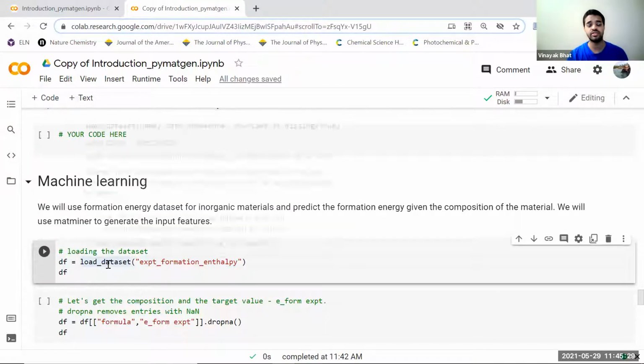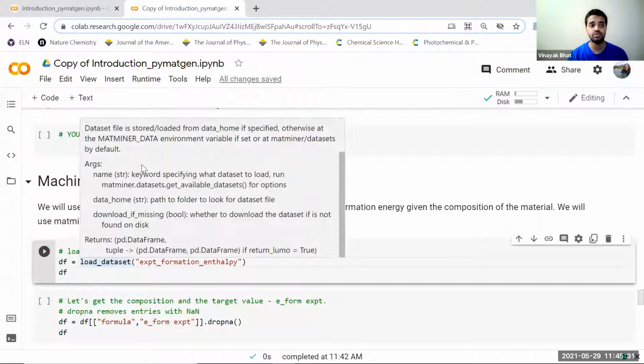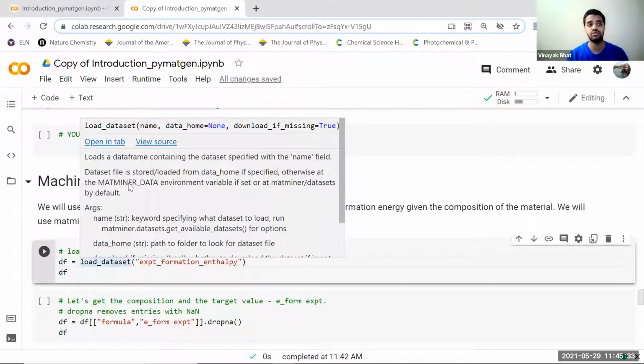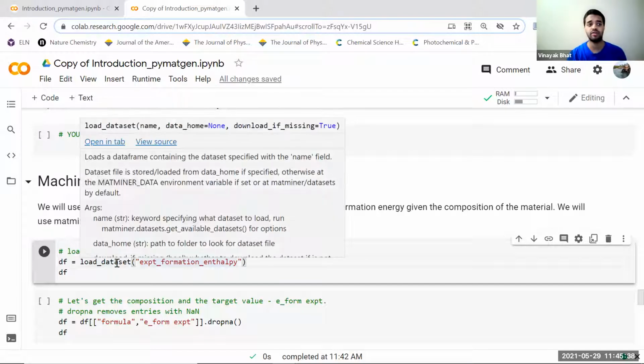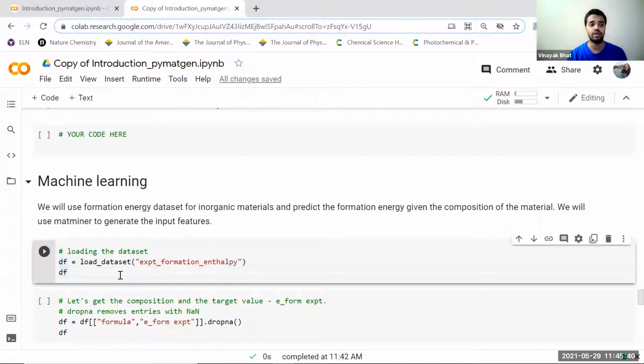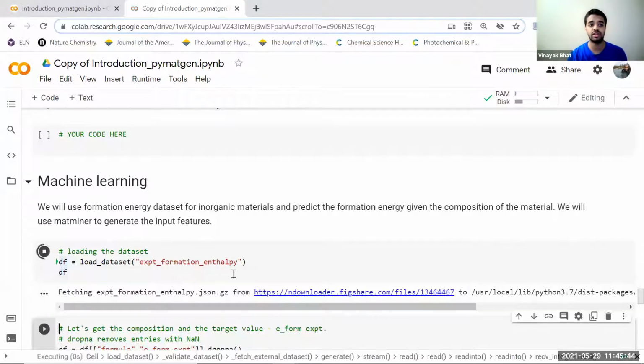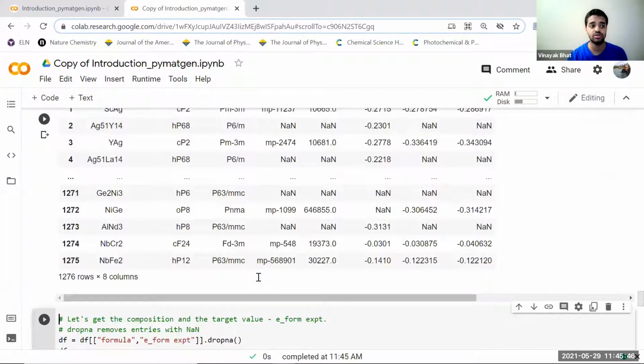This load data set is from Matminer that we used. And if you look into the documentation of this, there are many data sets that are available right away, and that could be directly used. So I'll be just loading one of the data sets. And you can see there are 1276 entries here.